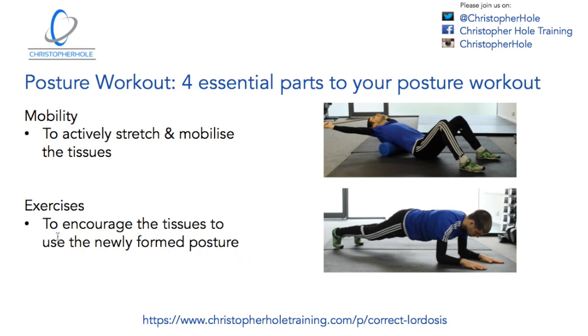What we then need to do is encourage the tissues to use this newly formed posture. So if we've got someone with a hunchback, and we've foam rolled, stretched, and mobilized, what we would hope is that they can then hold a new, more upright, less hunched posture. So we would then use an exercise and say, go into that newly formed range of movement, and we're going to exercise that. We aren't going to do rows. We aren't going to do back strengthening exercises.